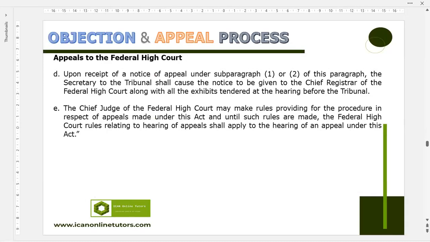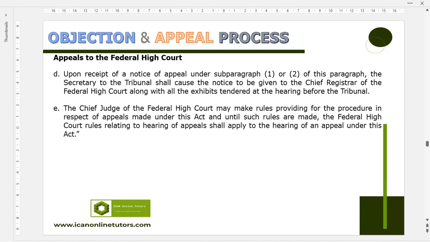I've mentioned this. So upon receipt of a notice of appeal from the appellants, the secretary to the tribunal shall cause the notice to be given to the chief registrar of the Federal High Court, along with all the exhibits tendered at the hearing before the tribunal, that is, evidence, documents tendered at the hearing. So for the election tribunal, you can imagine the number of documents, witnesses and the likes the Labour Party has brought, the PDP as well, against the APC.